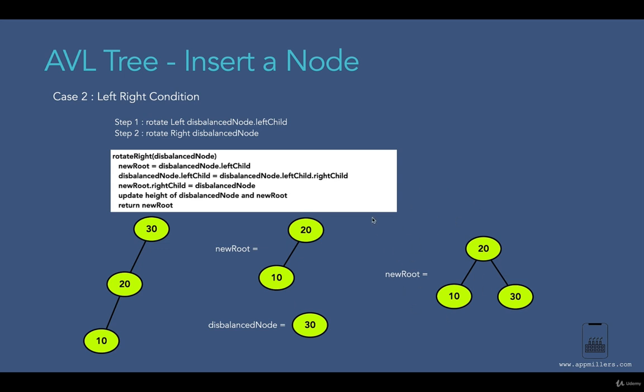So as you can see, after doing left rotation then right rotation, our disbalanced node becomes balanced. So with these two steps, in case of left-right condition, we are making this disbalanced node balanced. So this is how left-right condition works in case of AVL tree.